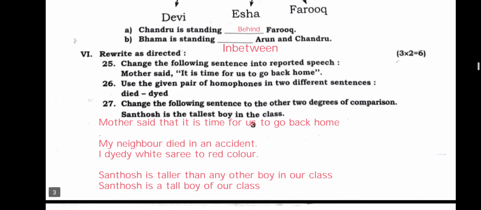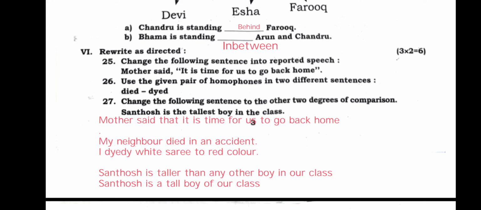So next one, rewrite as directed. Change the following sentence into reported speech. Mother said, it is time for us to go back home. Mother said that it was time for us to go back home. Use the given pair of homophones in two different sentences: died and dyed. My neighbor died in an accident. I dyed a white sari to red color.